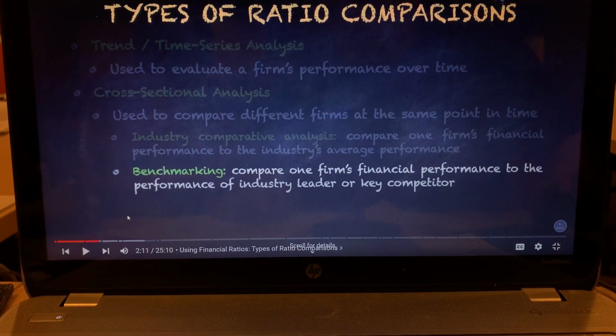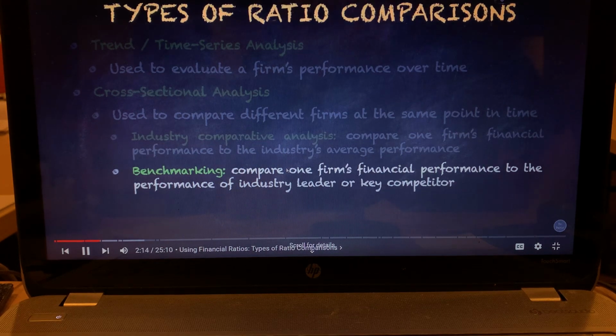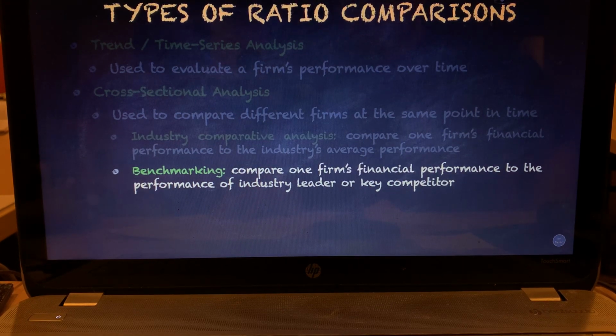Now, this tells you what you can do with the data you've collected. From here on out, we're going to talk about how to collect the data that you will use to make either trend analyses or cross-sectional analyses. Comparing performance to the performance of an industry leader or key competitor is called benchmarking.